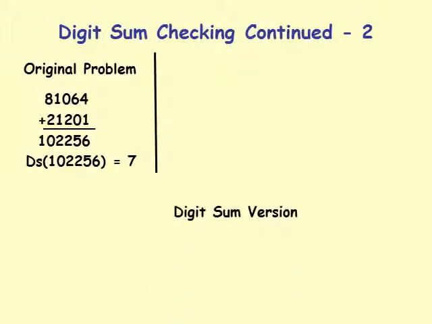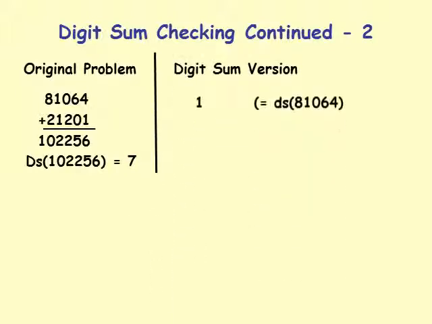Let's do the digit sum version of the same problem. The digit sum of the first number is 1. The digit sum of the next number is 6. Add the two smaller numbers together, 1 plus 6 is 7. So this one and this one match, so the digit sum confirms. This is probably correct. But let's take a look and do some sanity checks here. First, 5 digits here and 5 digits here.